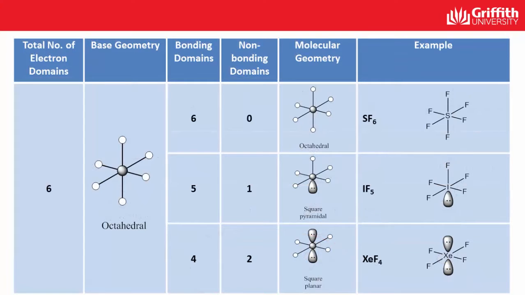In the case of 6 electron domains surrounding a central atom, this table shows that there are 3 possible molecular geometries. The octahedral shape, with 6 bonding domains and 0 non-bonding domains. The square pyramidal shape, when we have 5 bonding domains and 1 non-bonding domain. Or the square planar shape, where we have 4 bonding domains and 2 non-bonding domains.